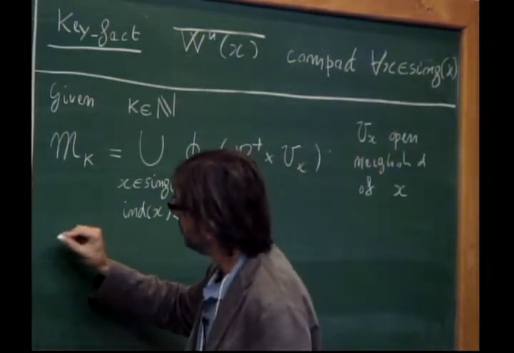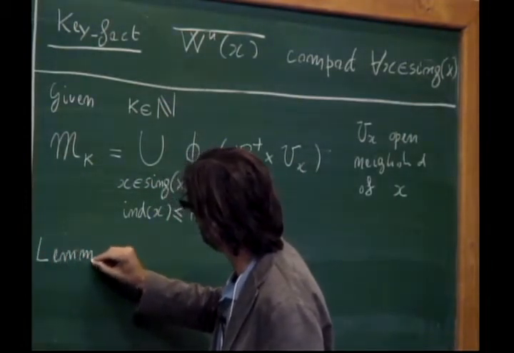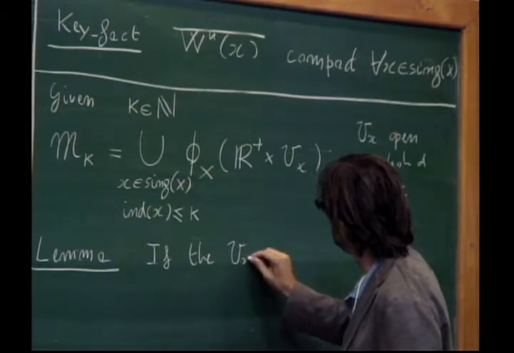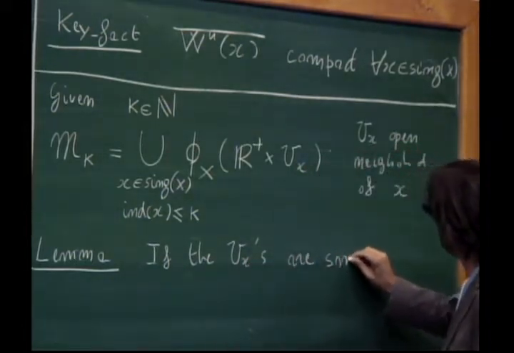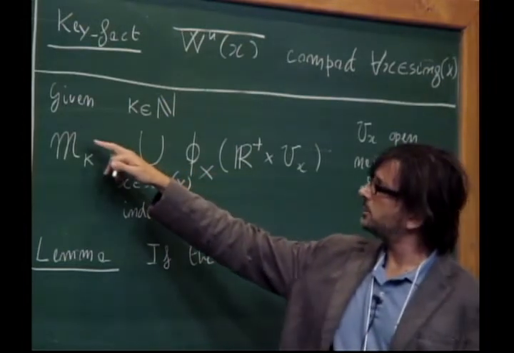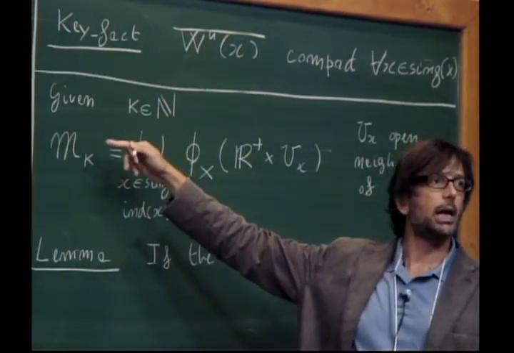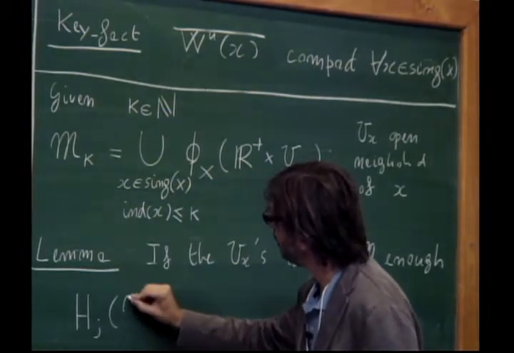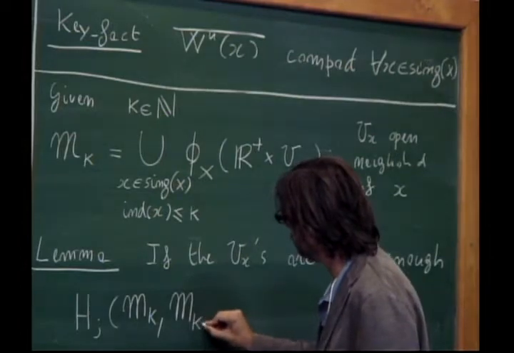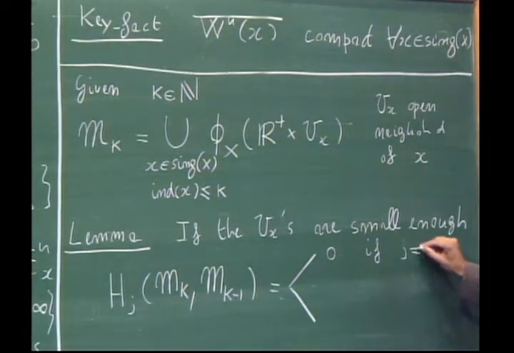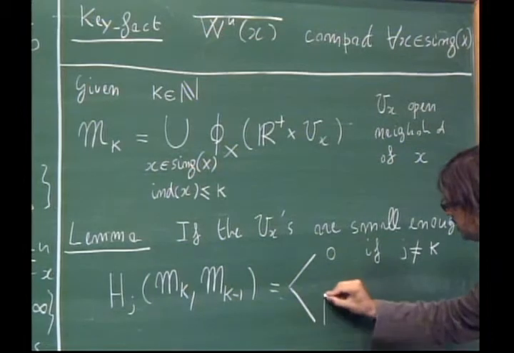And then the thing one needs to prove, this is a lemma, is that if the UXs are small enough, then the relative homology of Mk modulo Mk minus 1 is very easy. So the Hj, the relative homology group of Mk modulo Mk minus 1, is 0 if j is not k. And otherwise, when j is k, this is precisely, I'll call it, MkX.